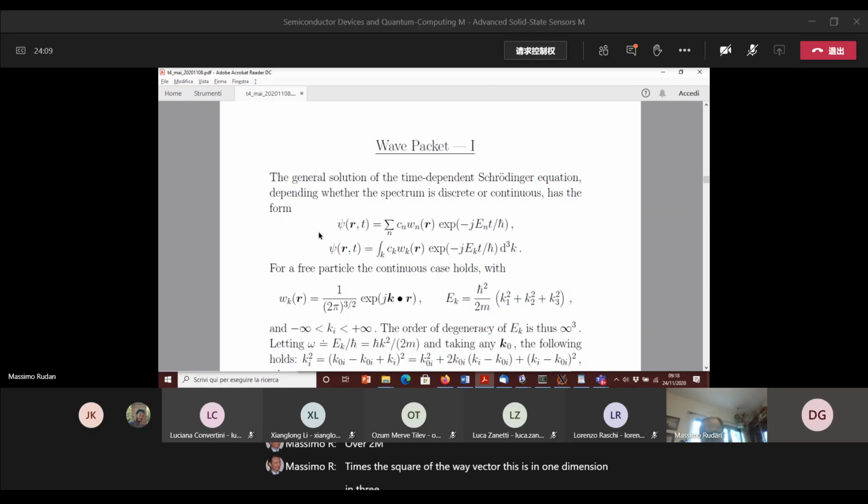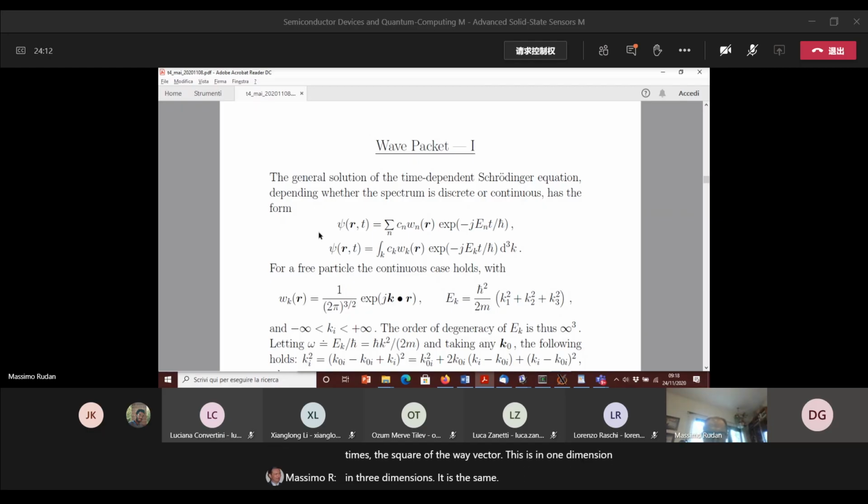In 3 dimensions, it is the same, because the Schrödinger equation for a free particle is very easily separated. Okay, so we solve in 1 dimension at a time, and then we put the 3 solutions together. We shall see it in details later on, but for the moment, just accept that in 3 dimensions and for a free particle, the eigenvalue E_k is simply h bar squared over 2m times the square modulus of the wave vector. So that is k1 squared plus k2 squared plus k3 squared.